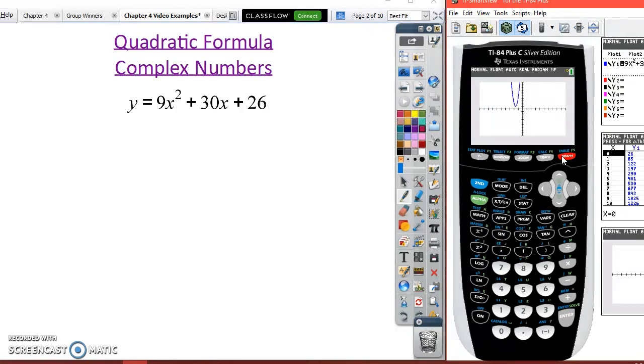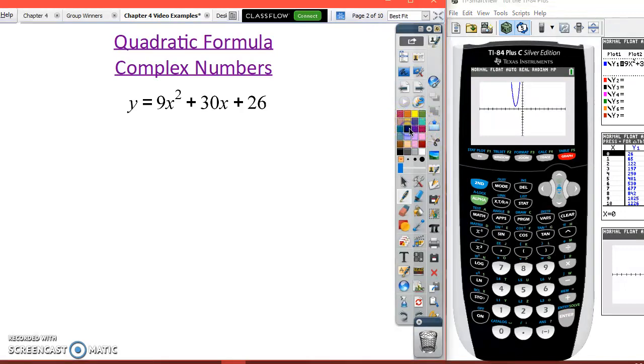And I can see that it doesn't touch the x-axis at all. And so that tells me that I'm not going to have real zeros and that I'm going to have complex zeros. So to find those, this isn't going to be factorable. I'm going to have to use the quadratic formula, where 9 is A, 30 is B, 26 is C.